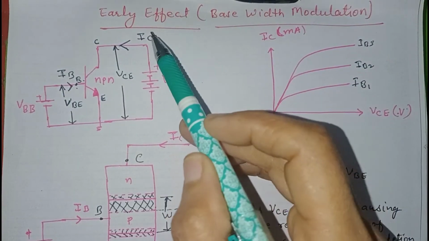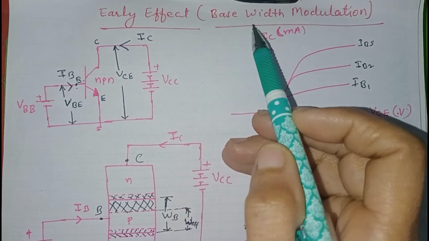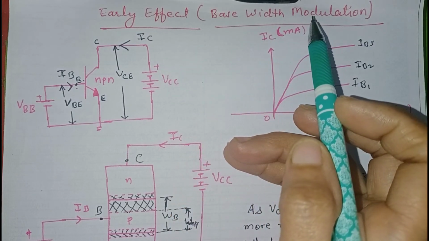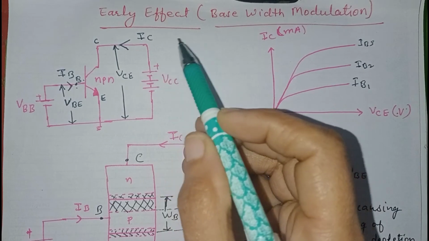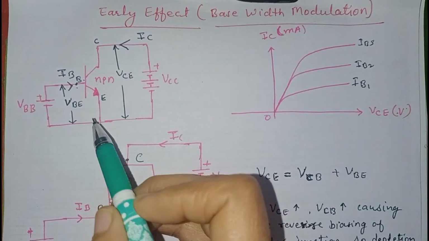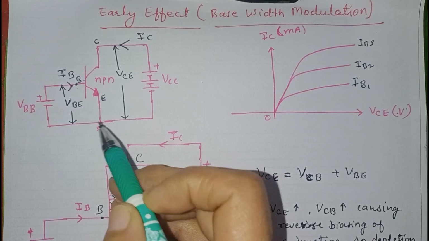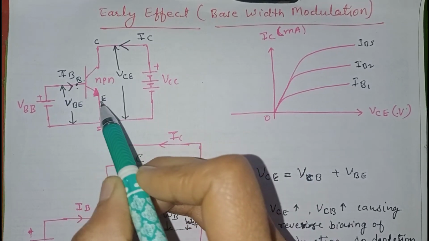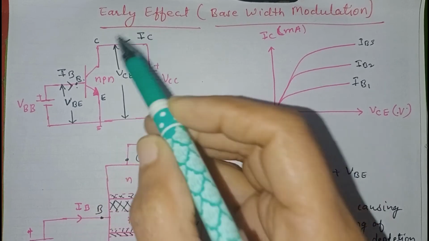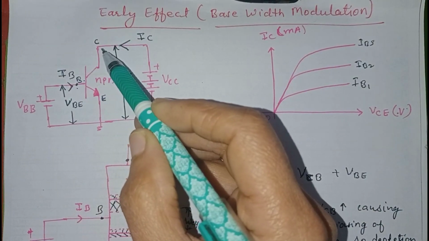In this video, we will discuss the early effect, or base width modulation, in a transistor. For explaining this base width modulation, we are considering the common emitter configuration of the transistor. We know that in a transistor, the base-emitter junction is forward biased and the collector-base junction is reverse biased.